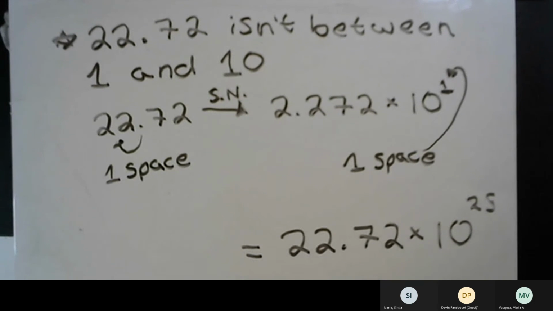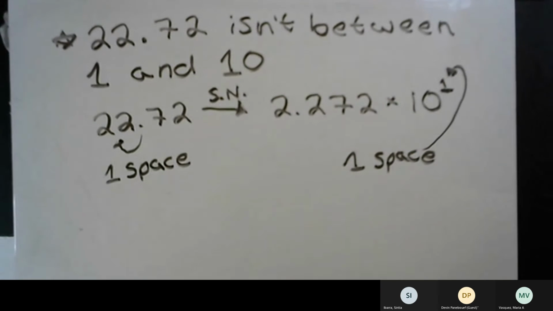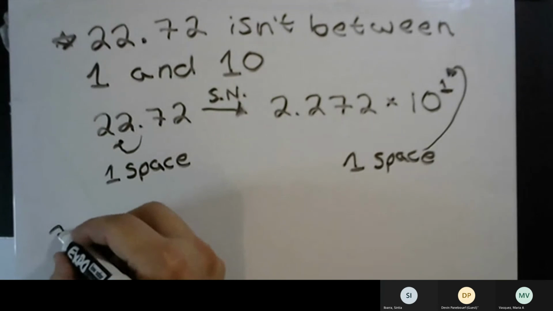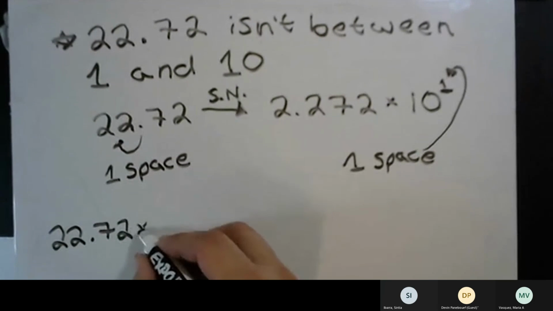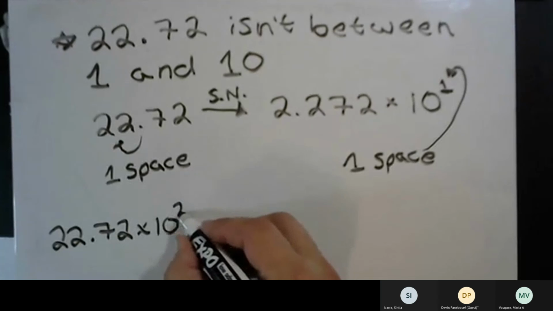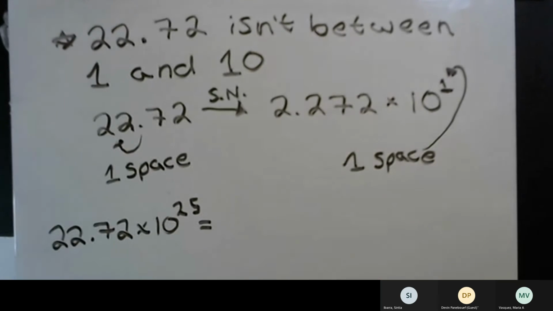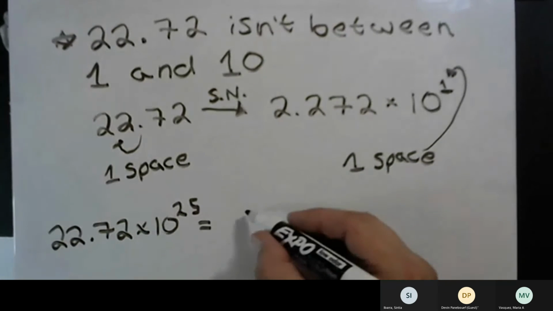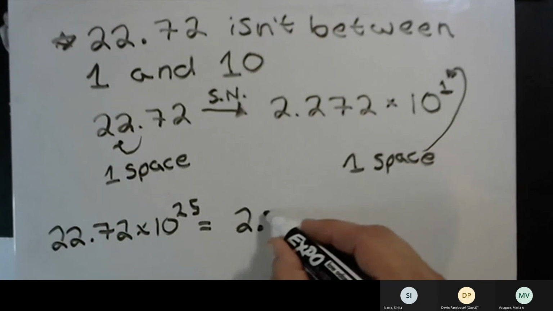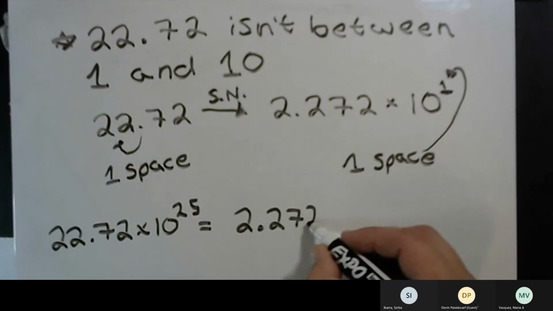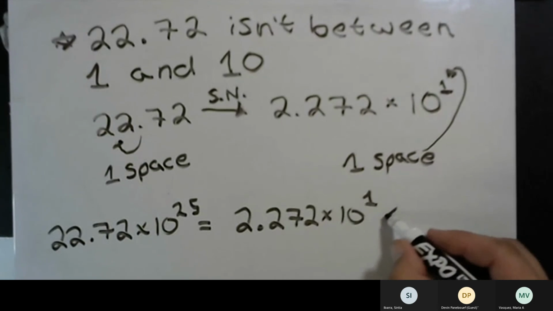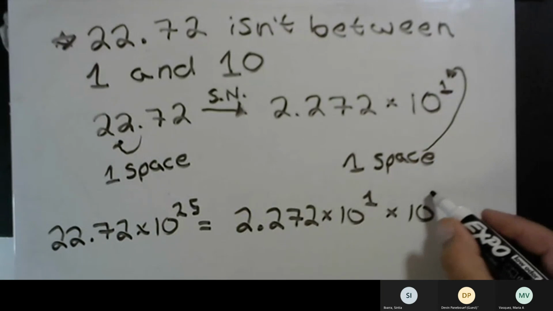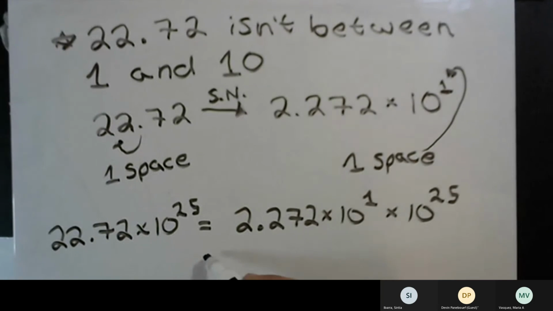And so now we're going to take our answer, (22.72) times 10 to the 25th. We're going to replace 22.72 with 2.72 times 10 to the 1, and we still have times 10 to the 25.